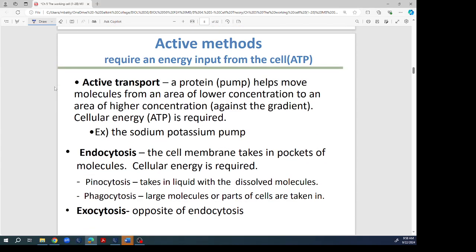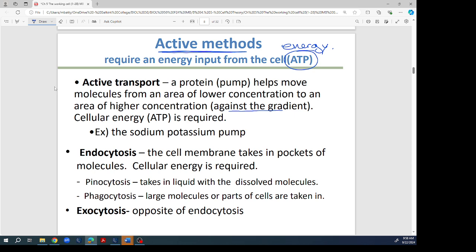So those are the passive methods, really understanding diffusion and osmosis and tonicity in that. And then also remembering that facilitated diffusion is like diffusion but with a protein helper. There's a link here with the active methods. So active methods, all of these are opposite to the passive transport where they need energy. They need ATP. Things are going to go uphill or against the concentration gradient.